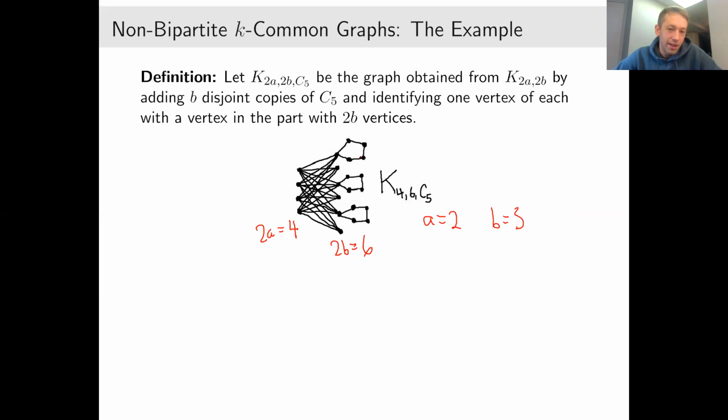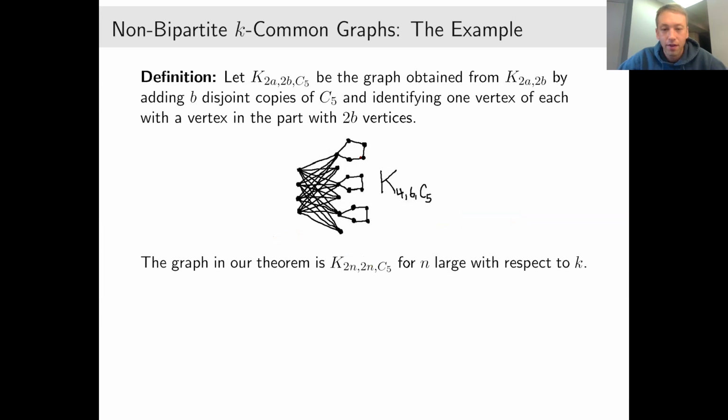Again, this is clearly not bipartite. And we want to prove that this graph, where a equals b equals n, so the graph K_{2n,2n,C5} for large n, with n large with respect to k, is k-common.